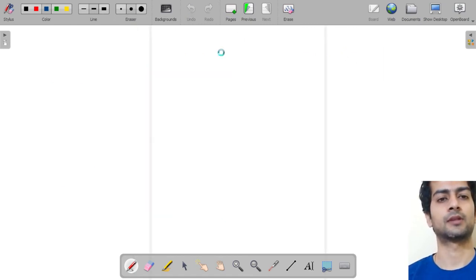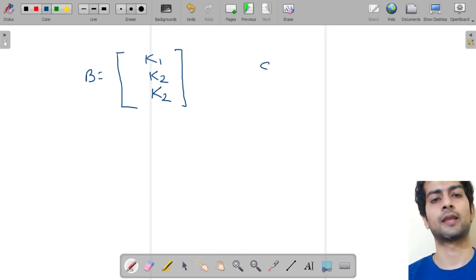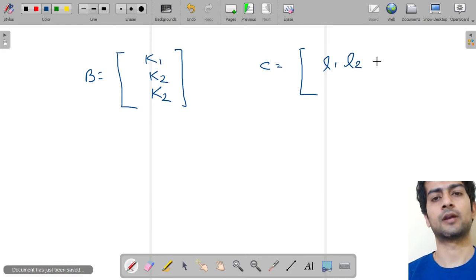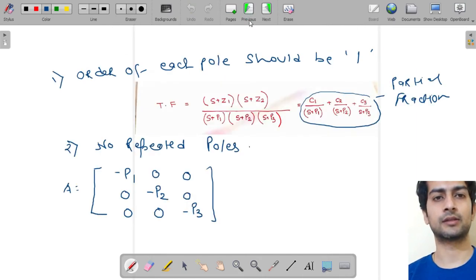Now suppose B is this, assume B is K1, K2, K3, and suppose C is L1, L2, L3. What the exact B and exact C will be, we will see when we take this up in the conventional classes. Here, the main thing is how to write the matrix A.